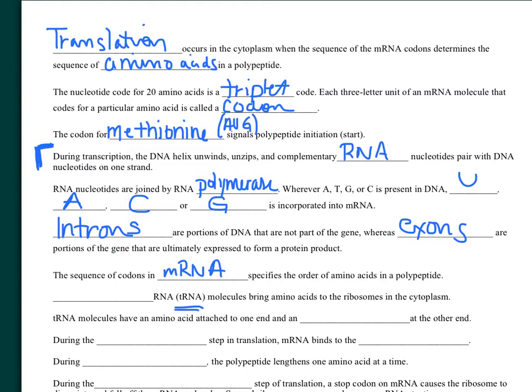The next question is just asking you what that T in tRNA stands for, and you should know it stands for transfer. It brings amino acids to the ribosome in the cytoplasm. tRNA molecules have an amino acid attached to one end and the anti-codon at the other end, which kind of gives us a hint. During the initiation step of translation, mRNA binds to the ribosome.